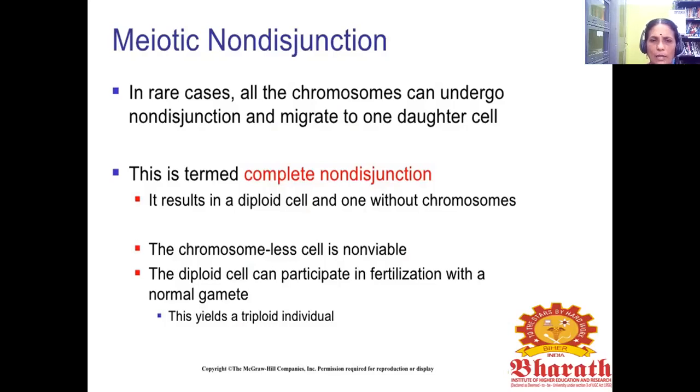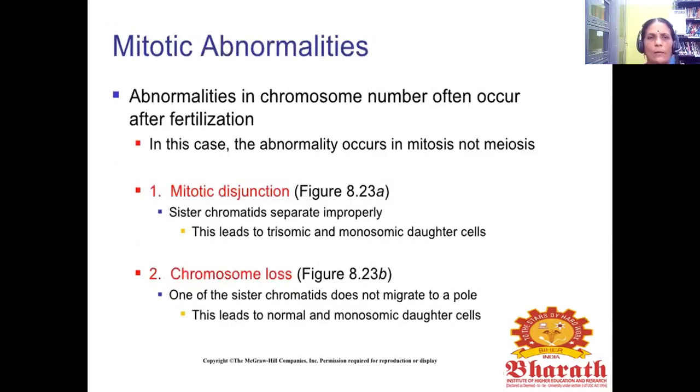The chromosome-less cell is nonviable. The diploid cell can participate in fertilization with a normal gamete, which yields a triploid individual. Then mitotic abnormalities. Abnormalities in chromosome number often occur after fertilization. In this case, the abnormality occurs in mitosis, not meiosis.